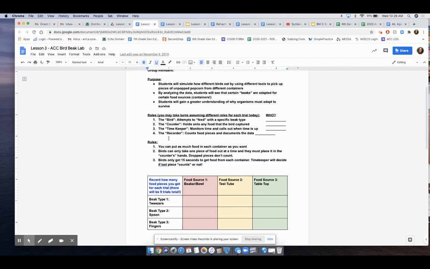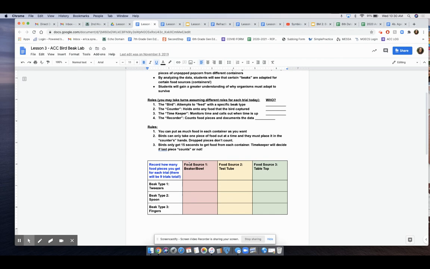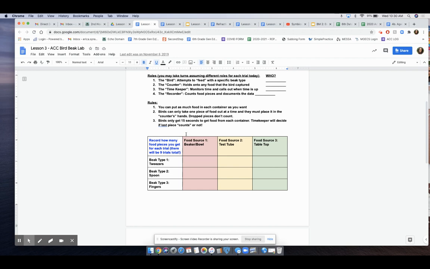The recorder is another job that someone could double up on. It's just the person who does the counting. They will count how many food pieces were collected in that 15-second trial, and they will document the data in the chart below. So the teacher, if you're in class, will help with putting the food in the container. It really doesn't matter how much food starts out in each container, but the rule is that the birds can only take 1 piece of food out at a time, and they must place it in either the counter's hands or in a separate area that make it easy to count.